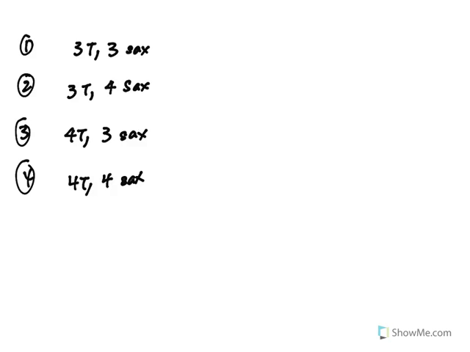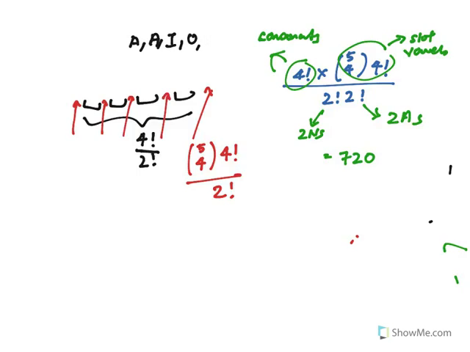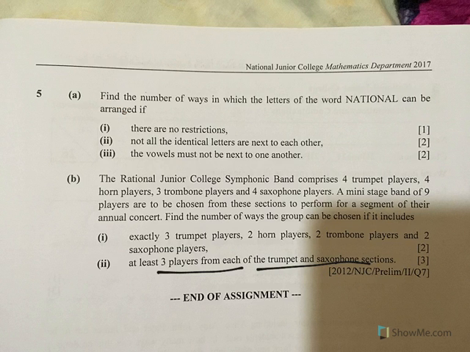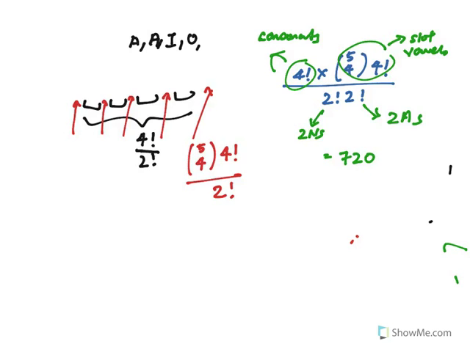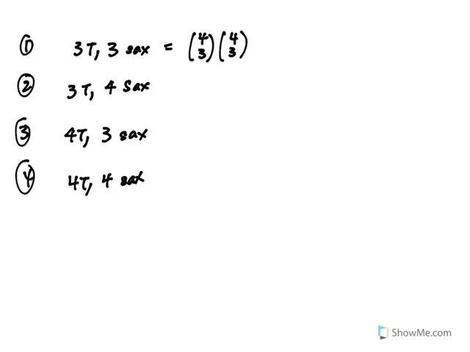So for 3 trumpet, 3 saxophone: 4 choose 3 just means that out of the 4 trumpet, I choose 3. Out of the 4 saxophone, I choose 3. And after which I'm left with the other 7 people, remember, 3 trombone and 4 horn. Out of this 3 trombone and 4 horn, I'm going to choose another 3, because we're choosing 9 players.